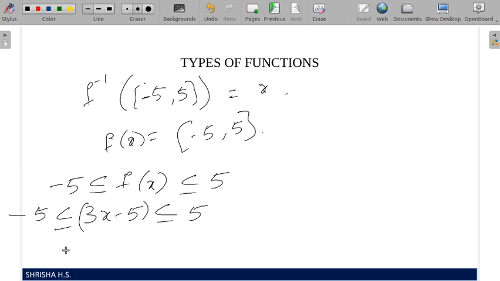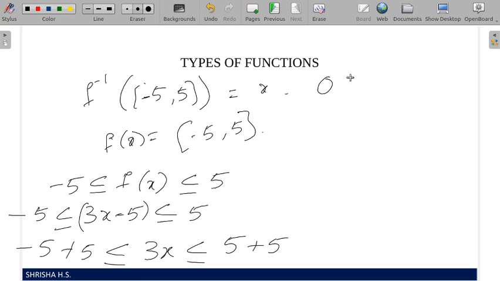Now we have minus 5 here. When we had only a left-hand side and right-hand side, we just took it across, right? Now we have two extremes, so if we are taking out minus 5, we have to take it on both sides. So minus 5 plus 5, and this 5 will go here also and here also. Minus 5 plus 5 is 0, and we get 3x, 10.